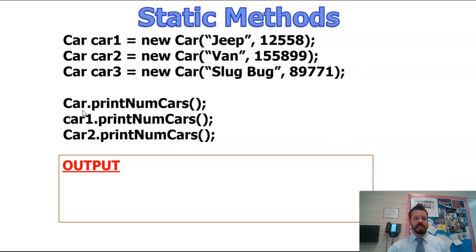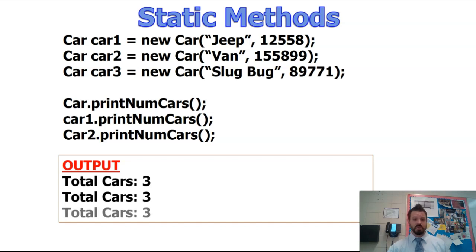And then if I go class name Car.printNumCars, I should get that total cars 3, because there have been 3 car objects created here. And I can do the same thing by going car1.printNumCars. We should get the same thing. Or car2.printNumCars. We should get the same thing. That should be a lowercase c, a little typo there.